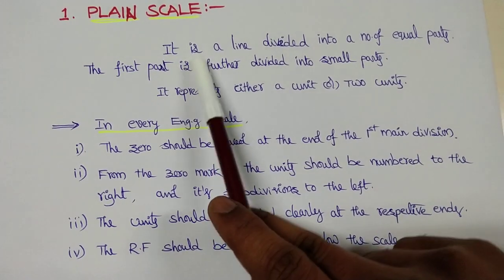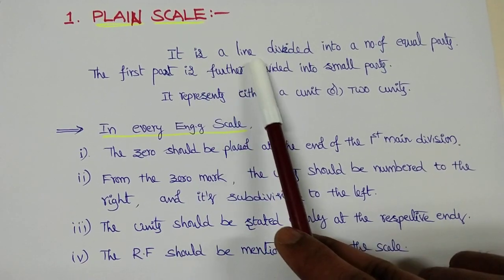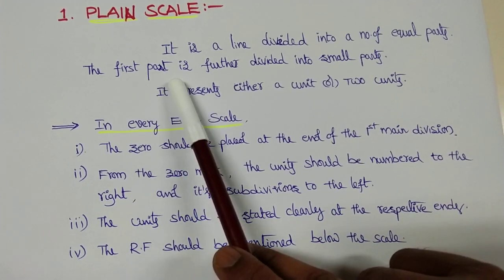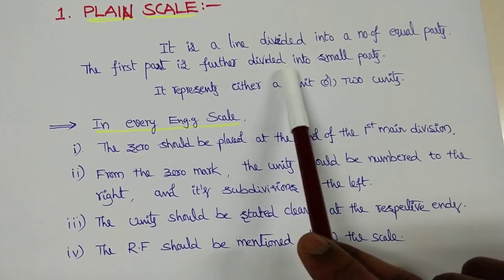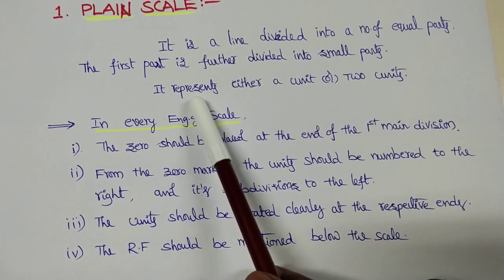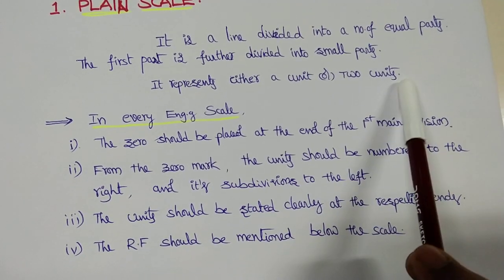Here, plane scale simply means a line that is divided into a number of equal parts. The first part is further divided into small parts. Those are called subdivisions. So it represents either a unit or two units.